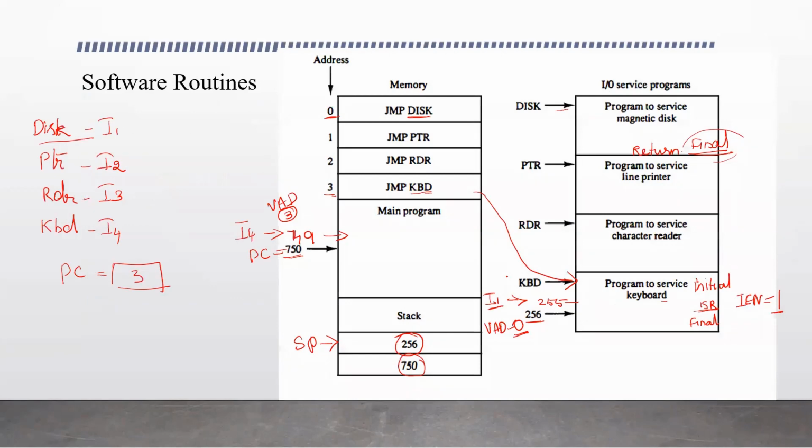So here the return address that is stored at the top location of the stack is restored to PC. So 256 is removed and stored in PC. PC will have this address. So where will the control go? The control will jump to location 256 and execute the remaining instructions to service the keyboard. When the execution of these instructions is over, the final instructions in this service routine will take the control. It will restore the return address to PC, that is 750.